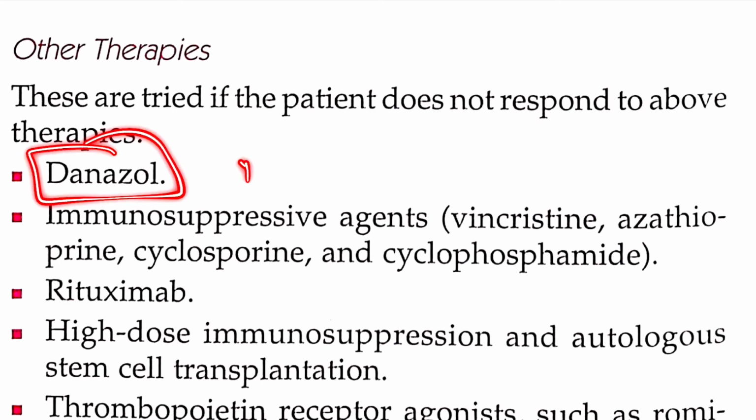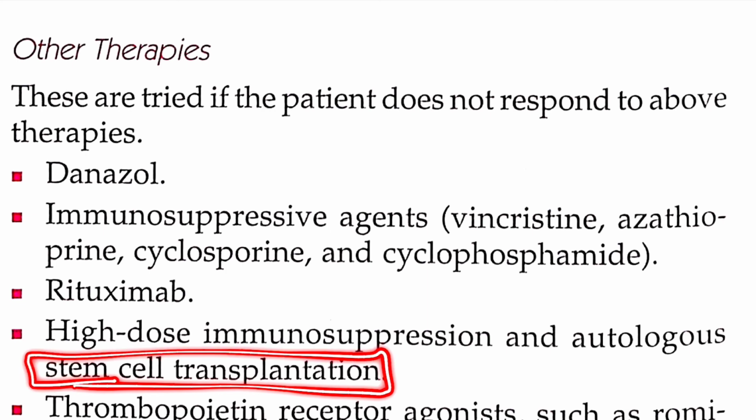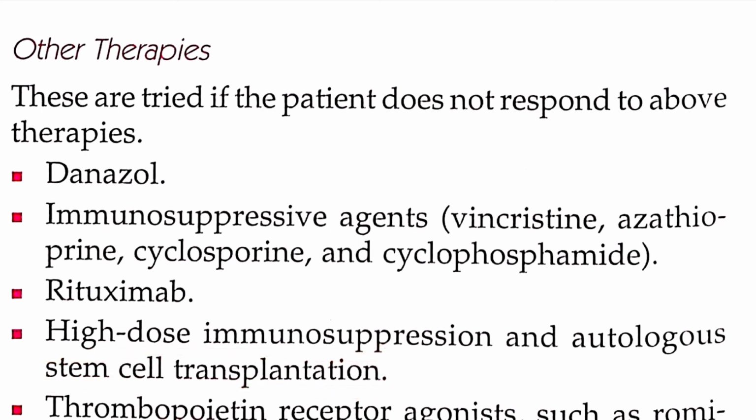Danazol, immunosuppressive agents such as vincristine, azathioprine, cyclosporine, and cyclophosphamide. Rituximab, high dose immunosuppression and autologous stem cell transplantation. Thrombopoietin receptor agonists such as romiplostim and eltrombopag are also beneficial.